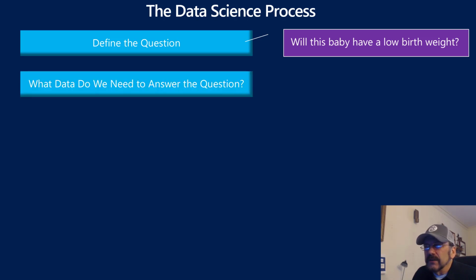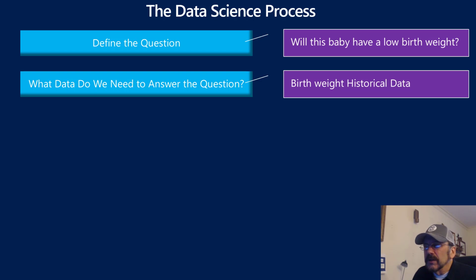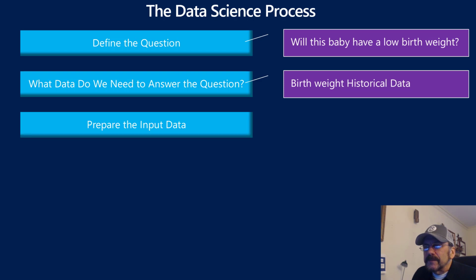What data do we need to answer that question? I'm keeping it simple. We're going to use a very small data set to do this. But ideally, you'd have a large data set of a population of expectant mothers historically and whether or not they had a low birth weight baby, and you set some metric on that. But basically, once you know that, you have your data to work from.